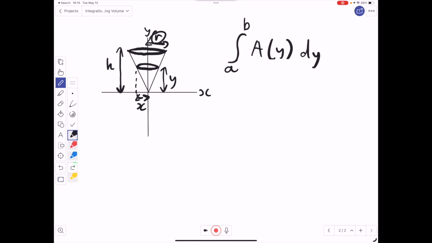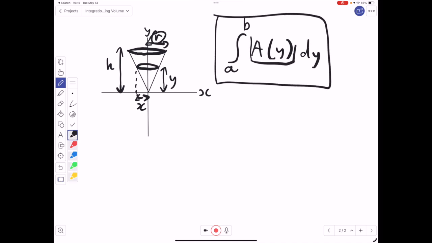The formula you need to know is this. And this A(y) represents the area of the cross-section. So now we can start by finding the area of the cross-section. We know the area of a circle is pi r squared. But in this case, the radius is actually x. So what we're going to do is replace the r with the x.